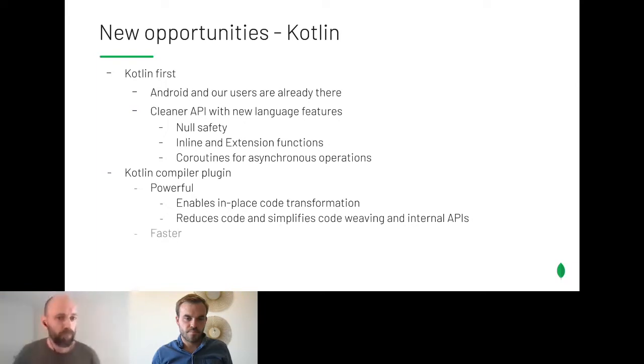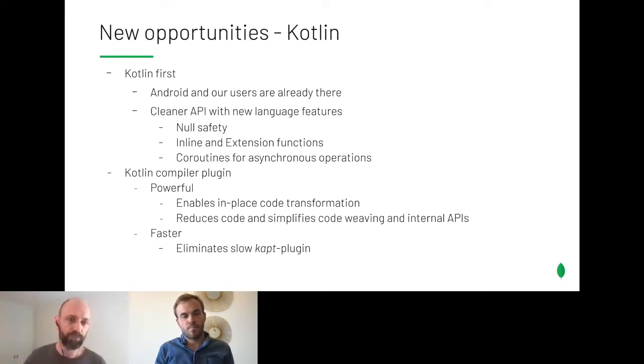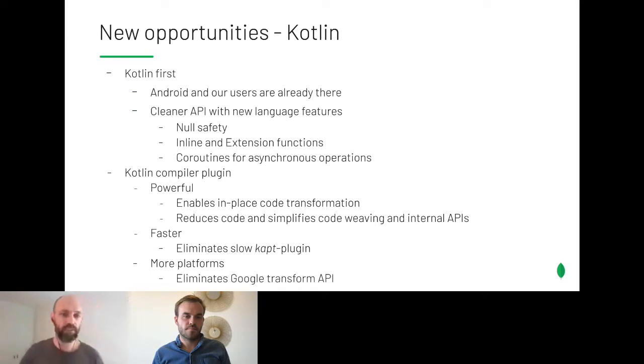The Kotlin compiler plugin is also faster than our current approach because we can eliminate the very slow KAPT plugin that acts as an annotation processor, but does it by requiring multiple passes to first generate stubs and then actual code for the implementation. We can also target more platforms with the compiler plugin because we eliminate the need for Google's Transform API that was only available to Android.